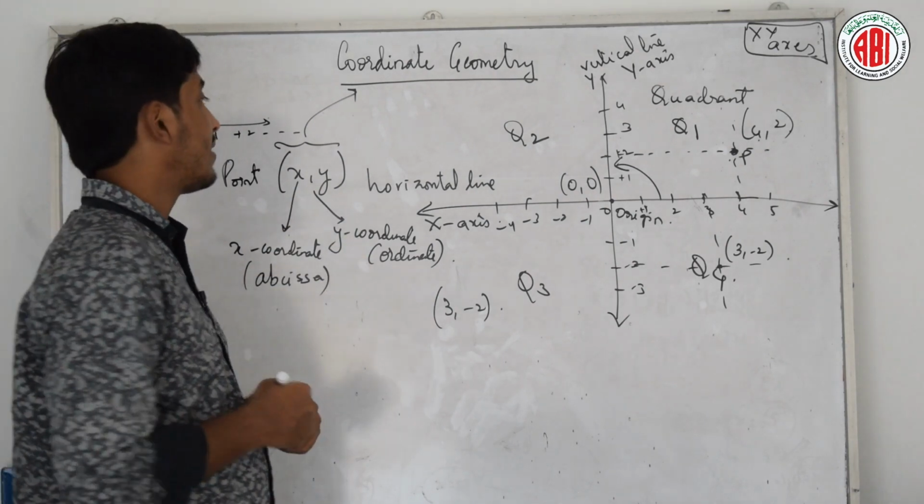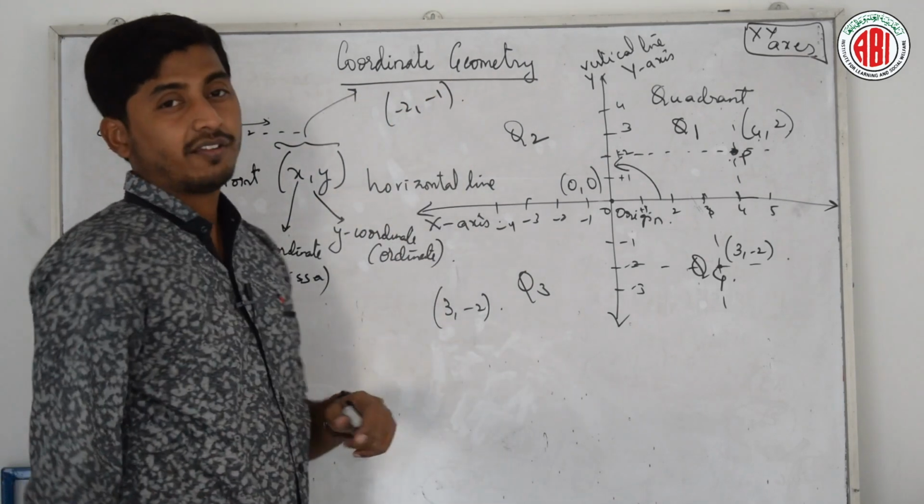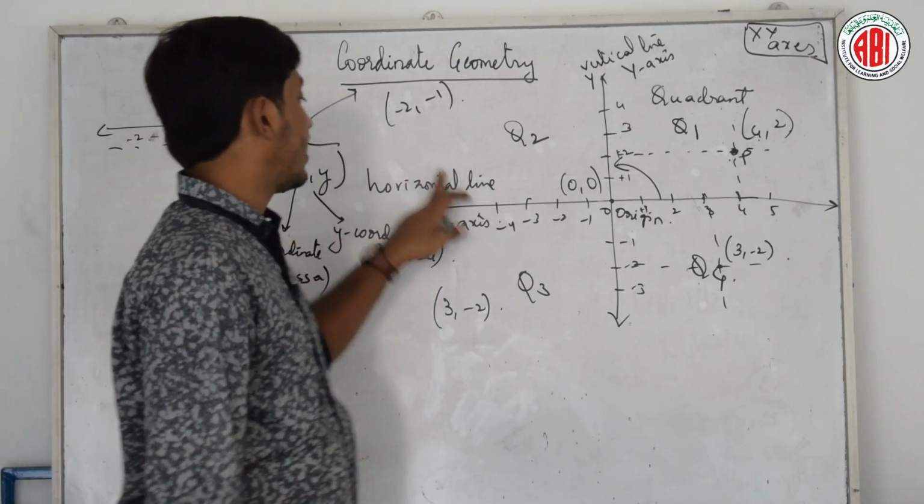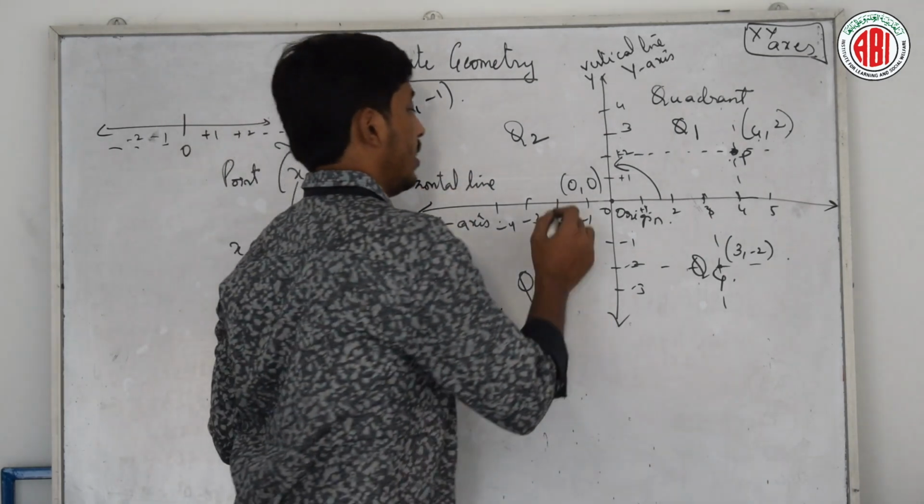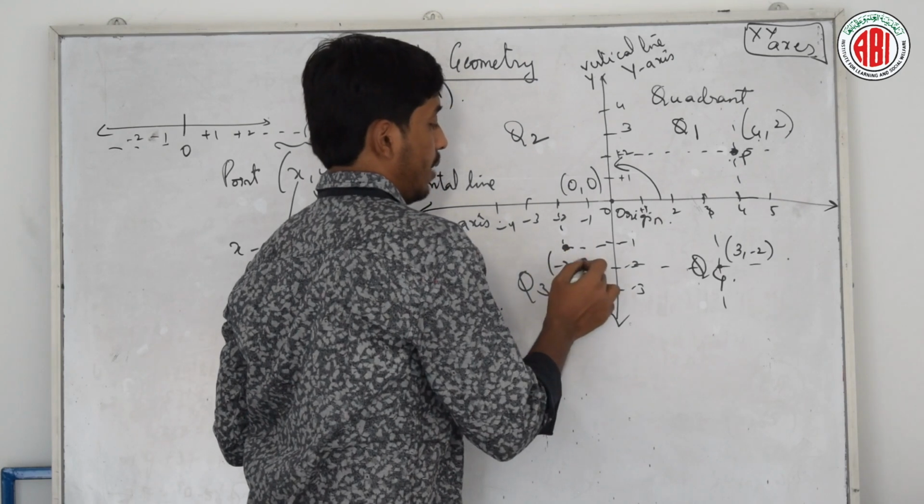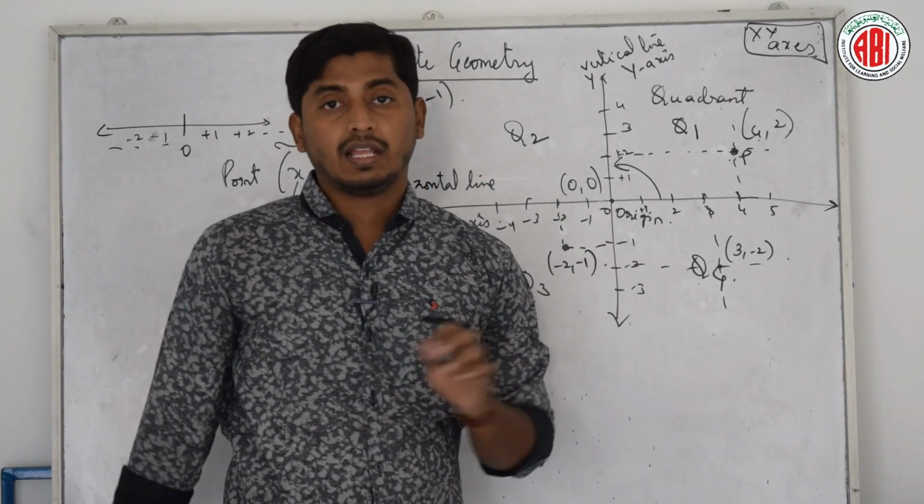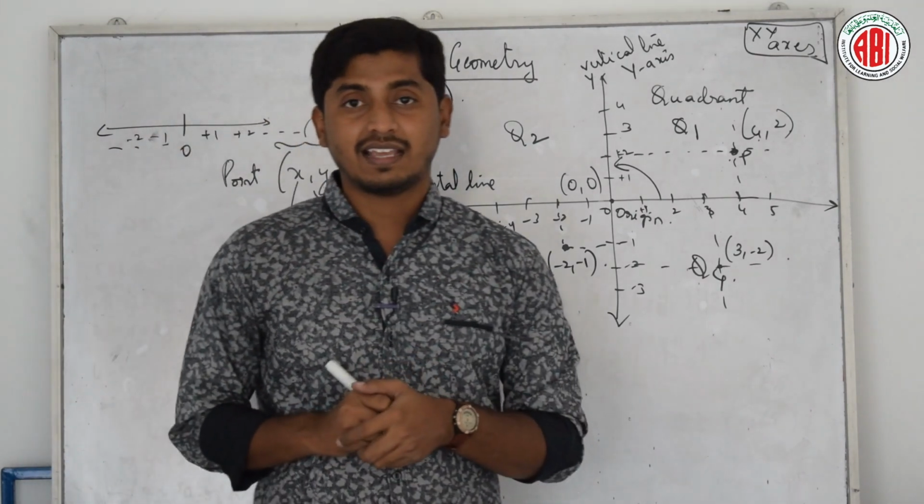Clear? Now let us write one more point, minus 2 comma minus 1. Where is it? On x we have to check where is minus 2, here is minus 2. On y we have to check minus 1. This is minus 2 and this is minus 1. This is the point minus 2 comma minus 1. Clear? You do understand? Shall we start our exercise?